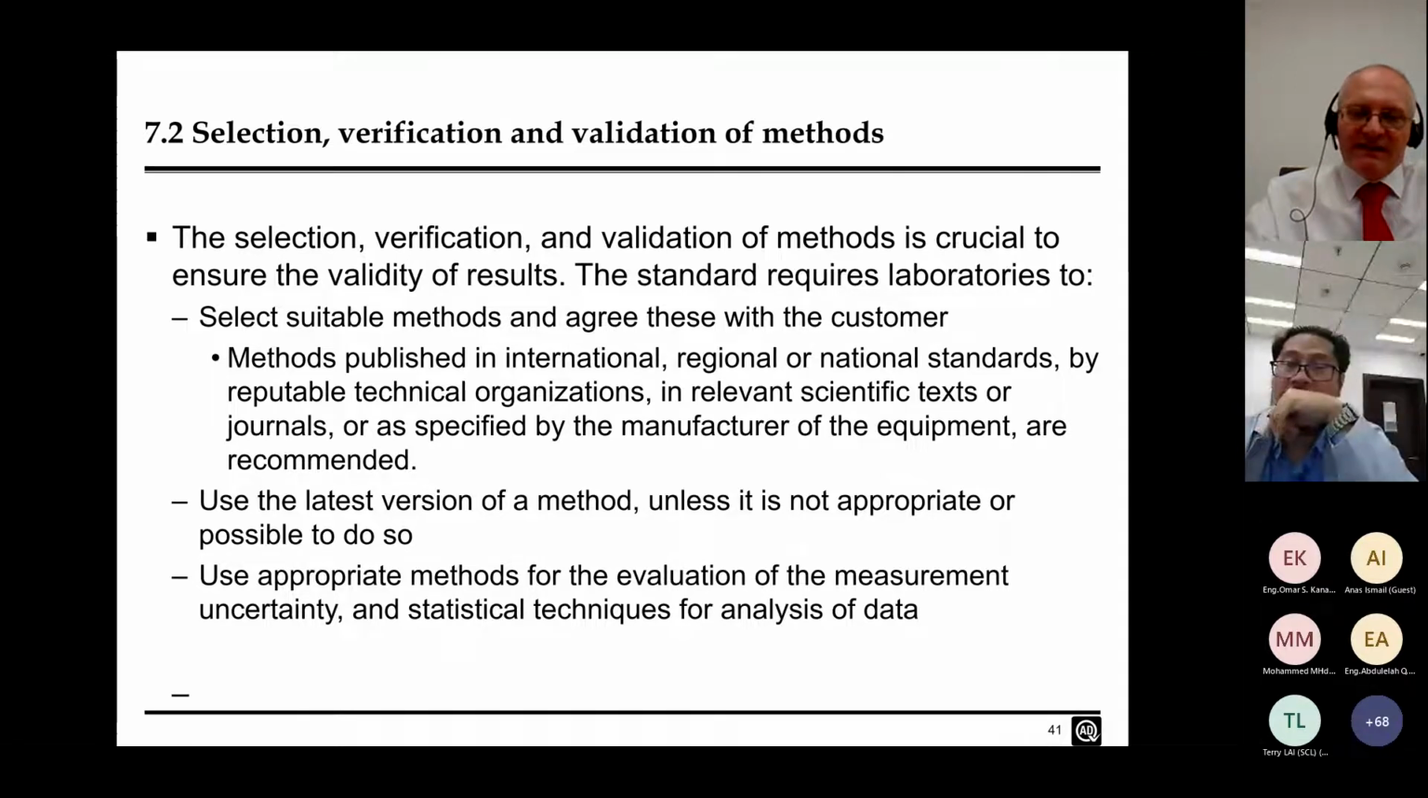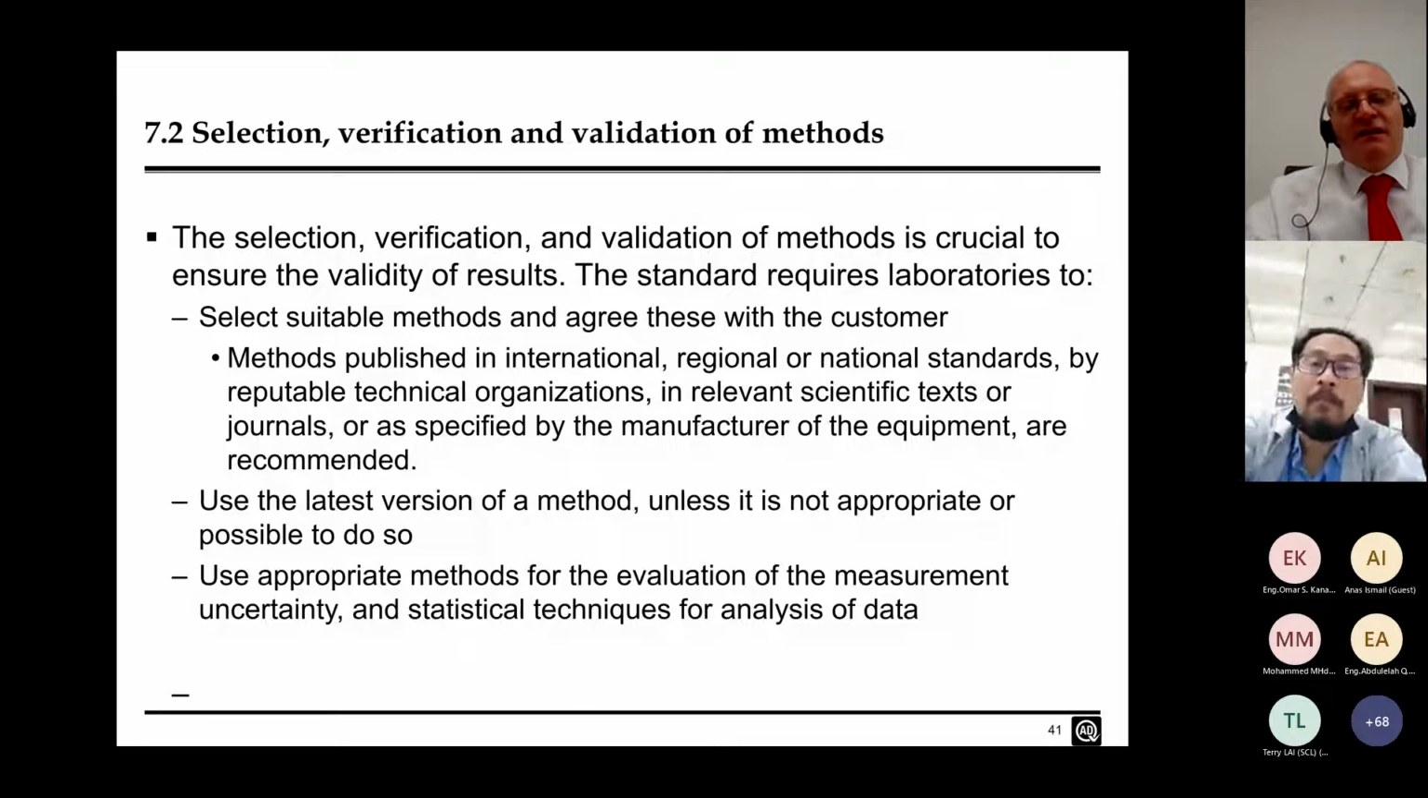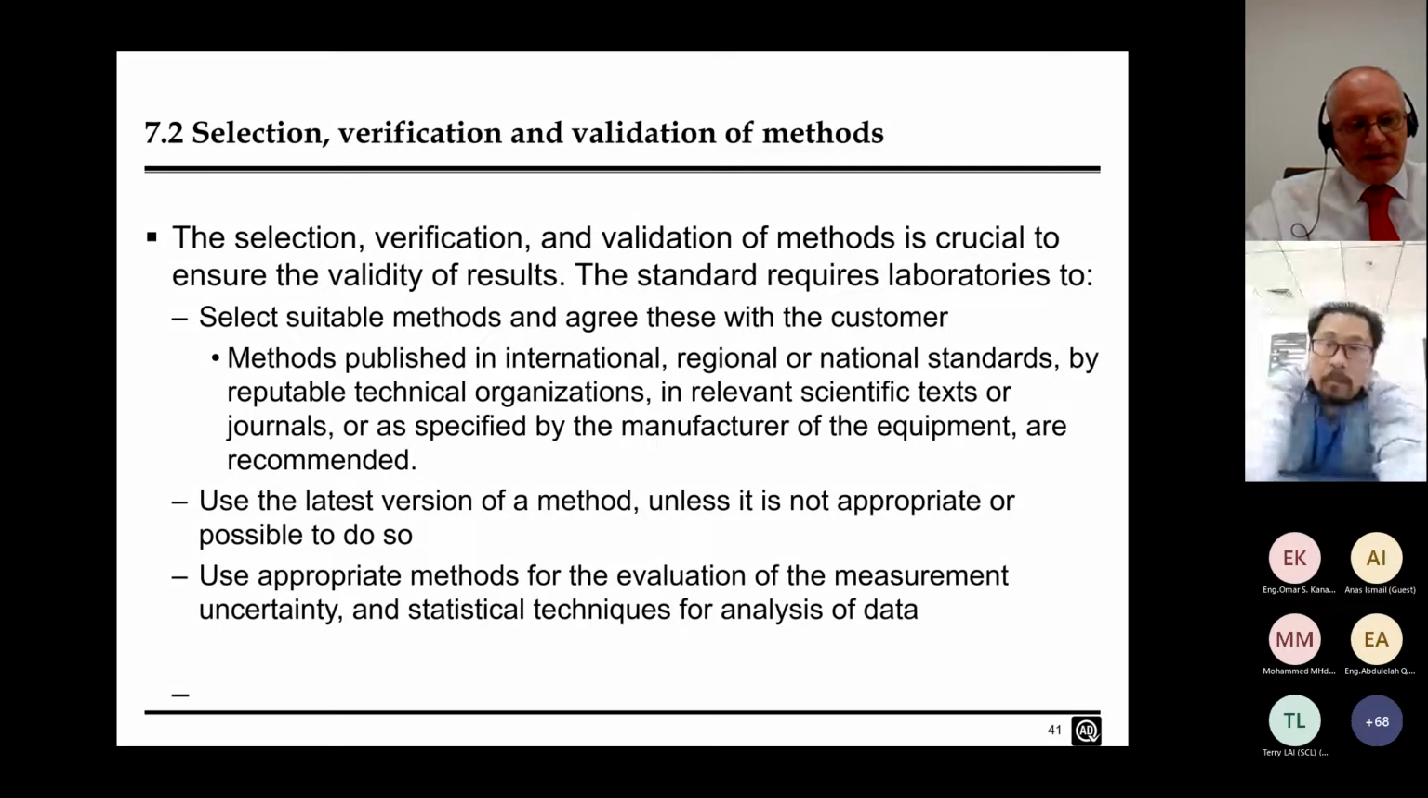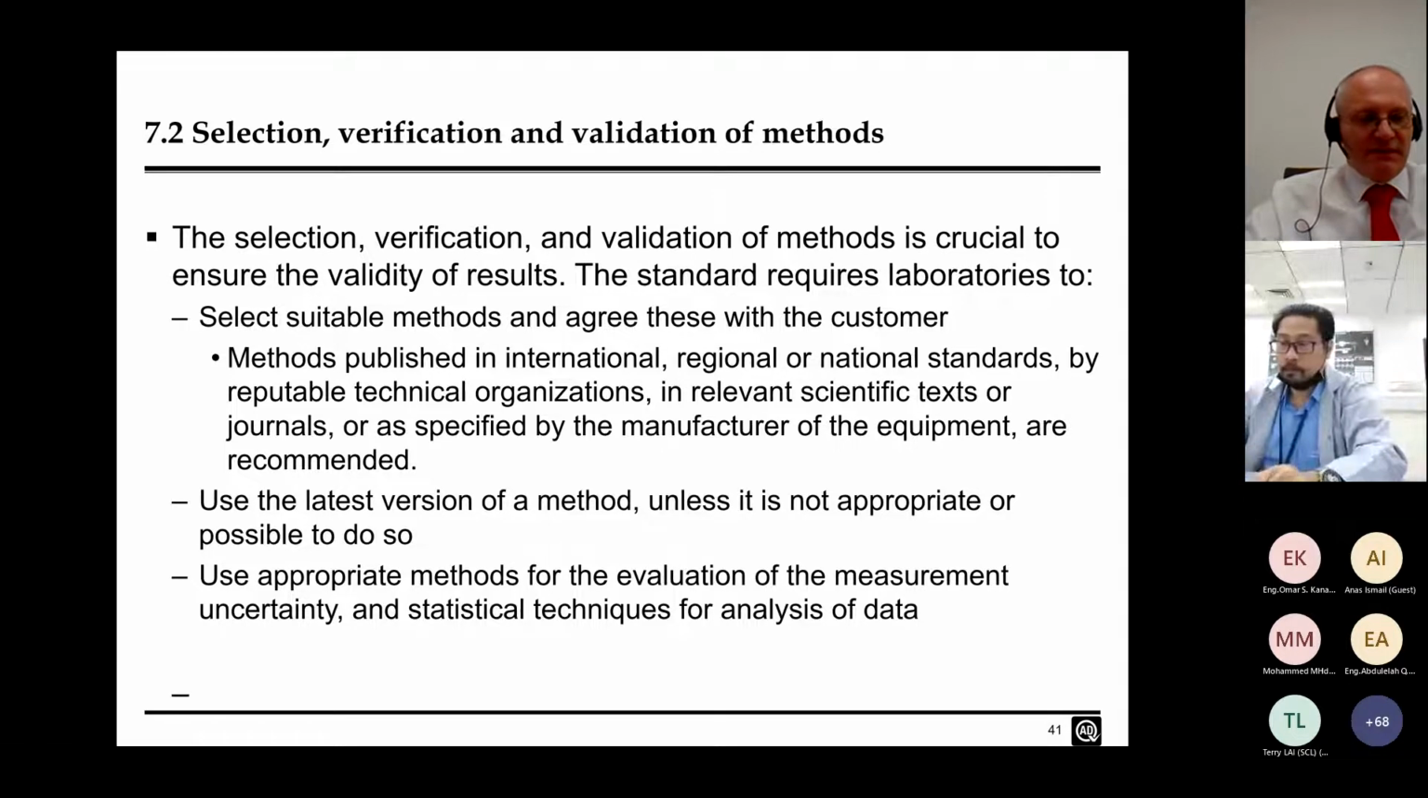We should always try to use the latest version of a method, unless it's not appropriate or possible to do so. Sometimes it might not be appropriate; it may be that the equipment won't perform using the latest method. Sometimes it may not be possible; perhaps the method has just been updated and you don't have the appropriate equipment to do the latest version yet. We also have to use appropriate methods for the evaluation of measurement uncertainty and statistical techniques for the analysis of data. We'll come back to that when we come to measurement uncertainty.